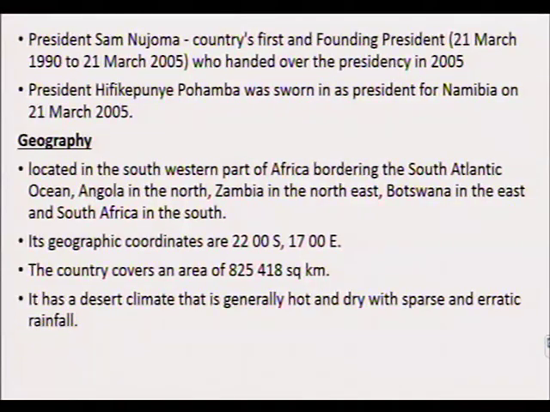Another very important factor is the geography of Namibia. Namibia is located in the southwestern part of Africa, bordering the South Atlantic Ocean, Angola in the north, Zambia in the northeast, Botswana in the east, and South Africa in the south. Our geographic coordinates are 22 degrees south and 17 degrees east. The country covers an area of 825,418 square kilometers. It has a desert climate and is generally hot and dry with sparse and erratic rainfall.